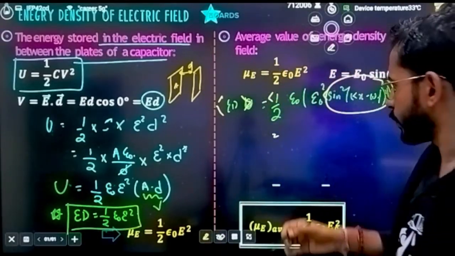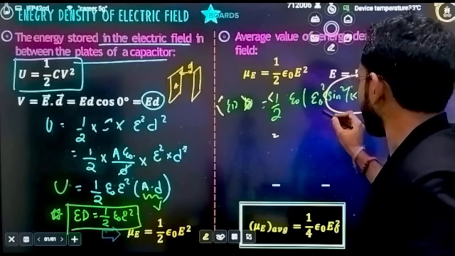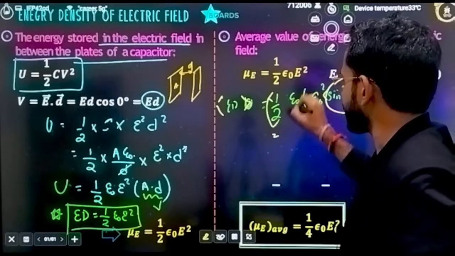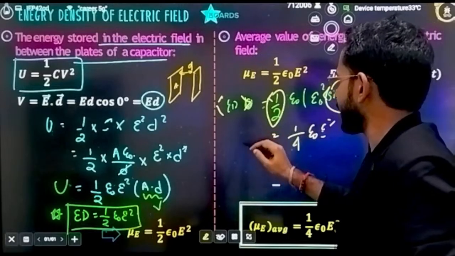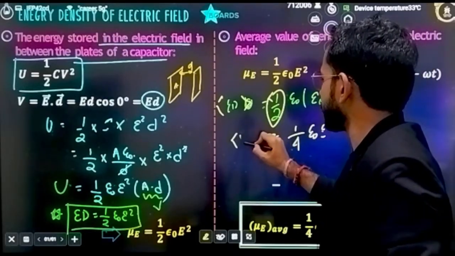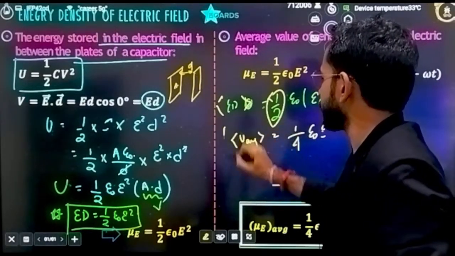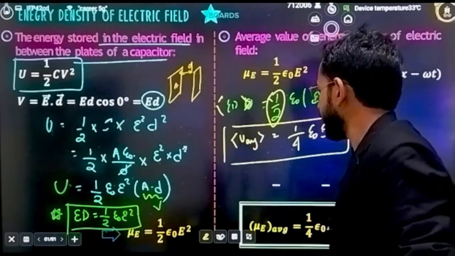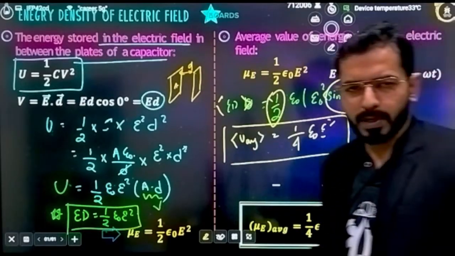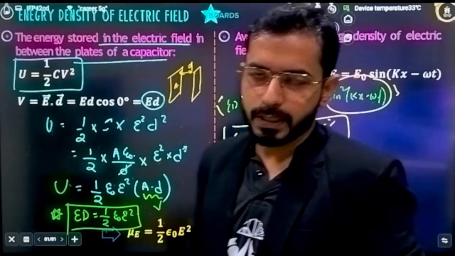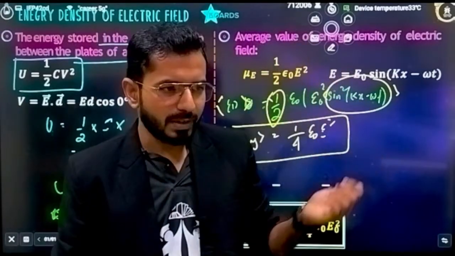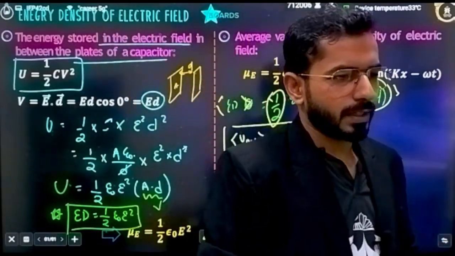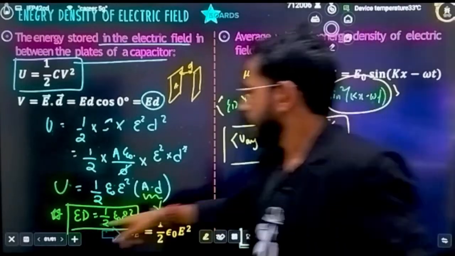That is the direct result that I have told you in current electricity. So make it half. What will be remaining? Already there is a half factor, that means it will become 1 by 4 epsilon naught E square. That is defined as the average energy density. So if you want to remember directly, multiply the half factor in the energy density and you will have your average, or otherwise you can derive it as well. There is nothing such tough thing. Okay, let's put it the same way.